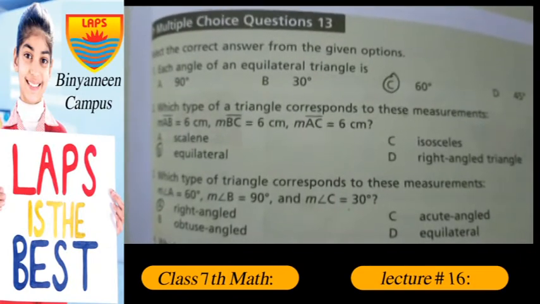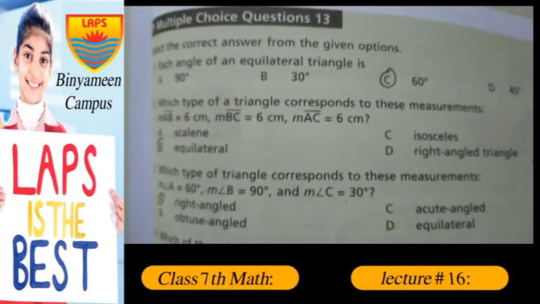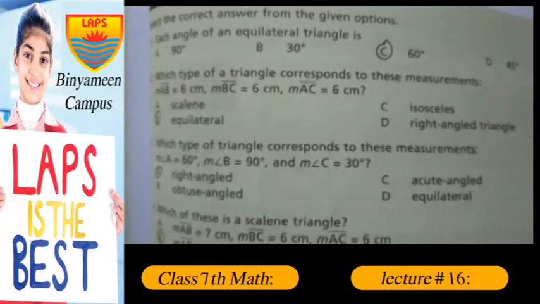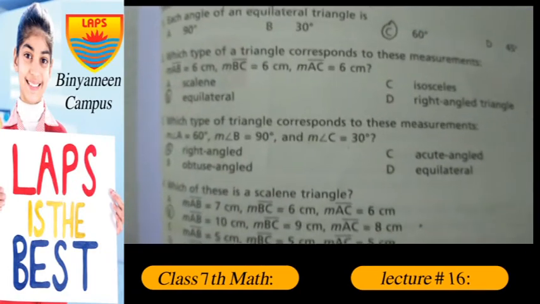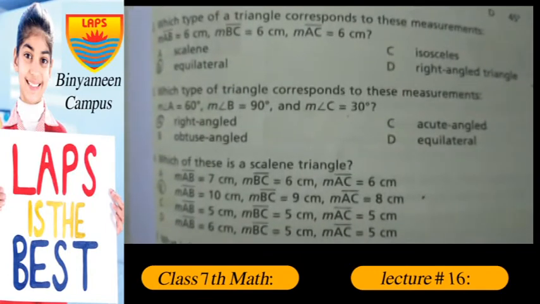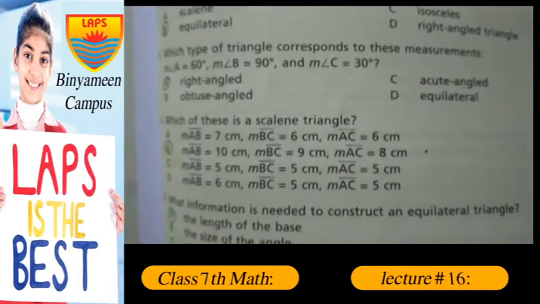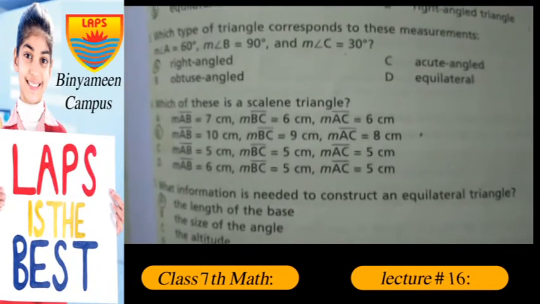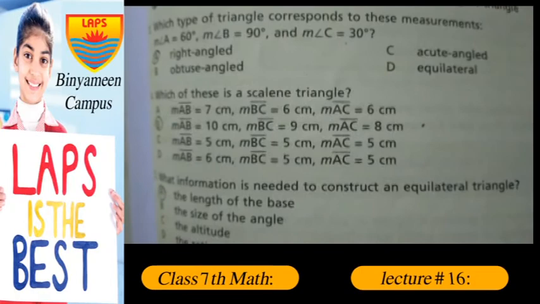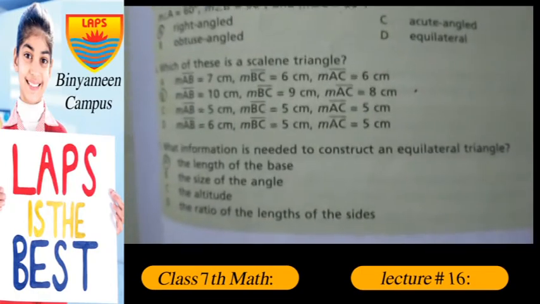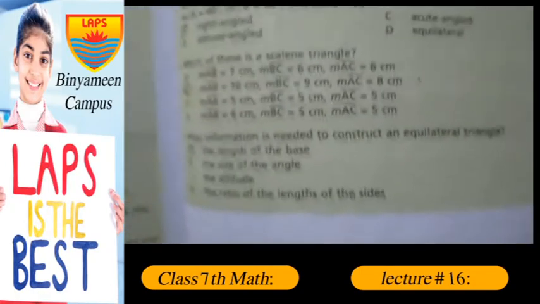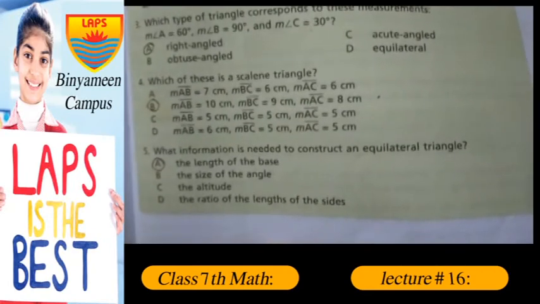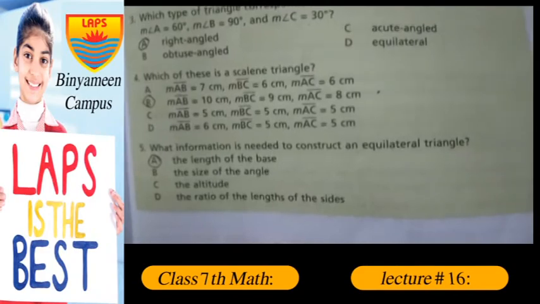Multiple choices. Question number 13. Choose the correct answer from the given options. First, 60 degree. Second, equilateral. Third, right angle. Fourth, option B. And fifth, option A, the length of the base.